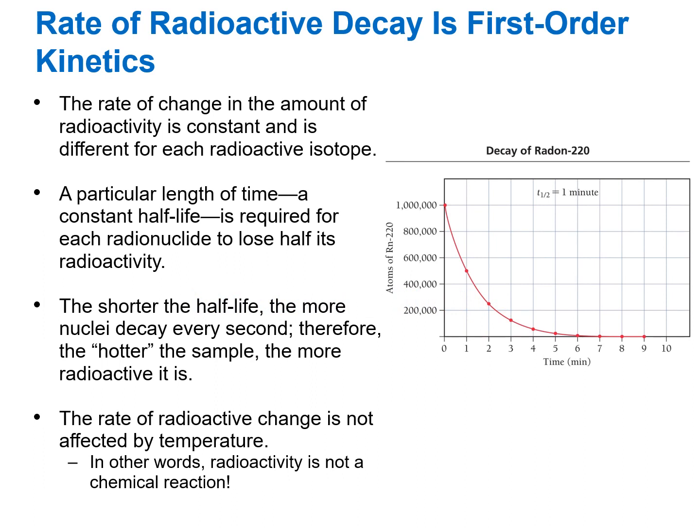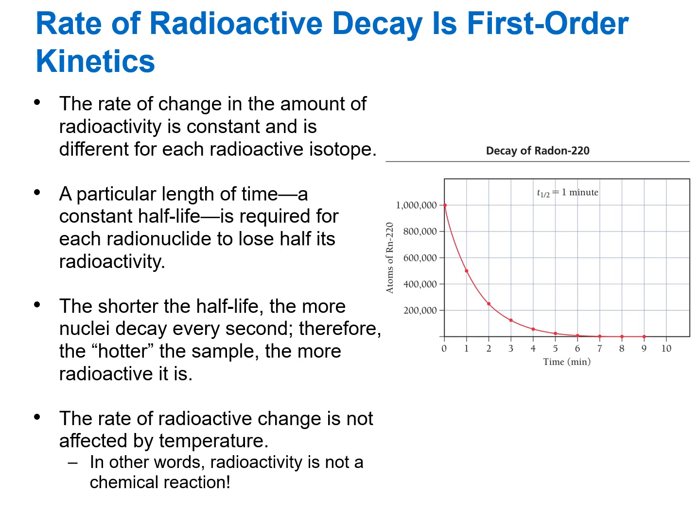So the rate of change in the amount of radioactivity you have in a radioactive substance is going to remain constant no matter how much of it you have. And you will see a different radioactive decay for each radioactive isotope. So that rate of change varies over isotopes, but it doesn't vary based upon how much of each isotope that you have.